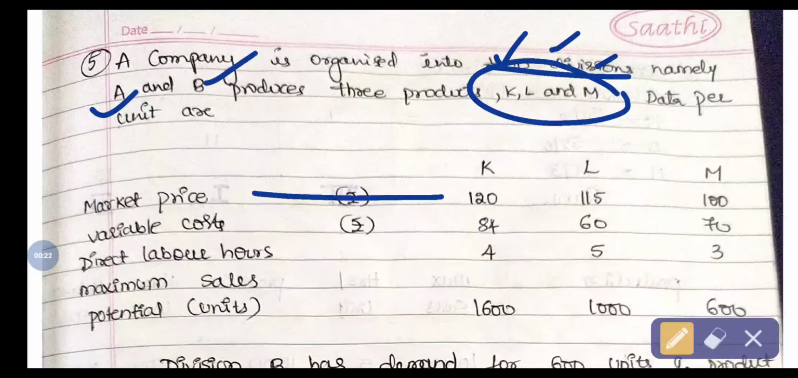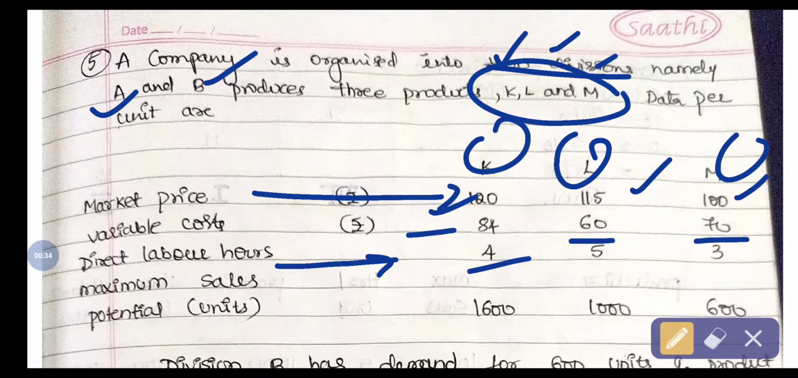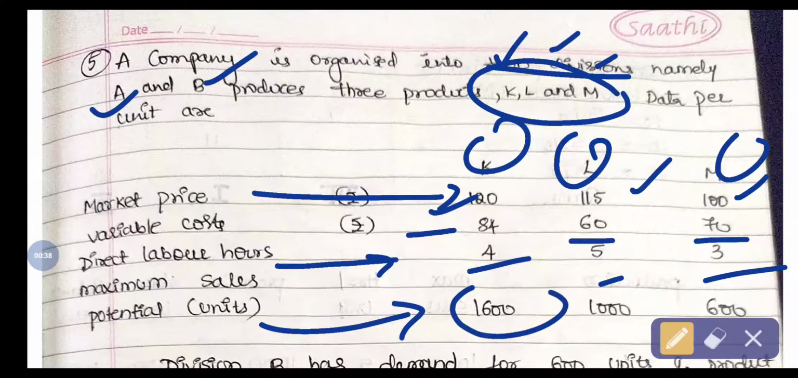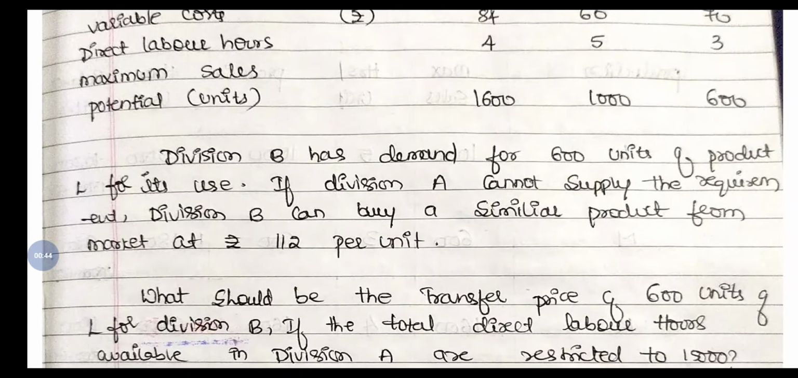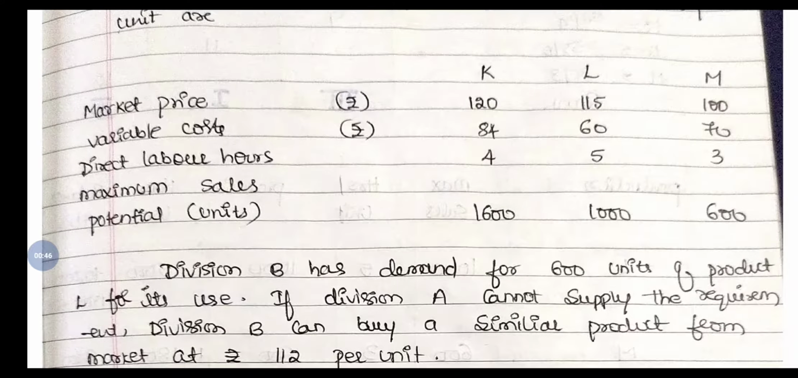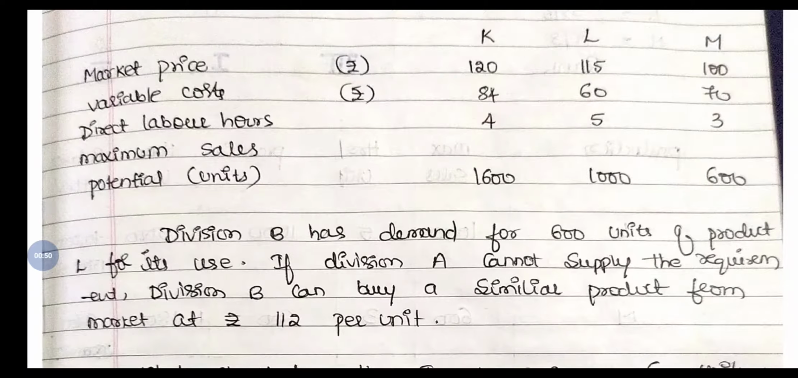The market price for these three products is, for K 120, L 115 and M 100. Variable cost is 84, 60 and 70. Direct labor hours are 4, 5 and 3. Maximum sales or maximum quantity they are producing is 1600, 1000 and 600. Division B has demand for 600 units of the product L.